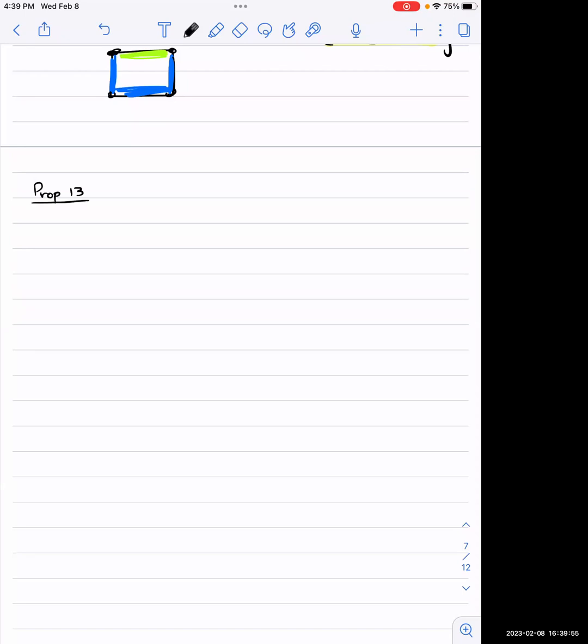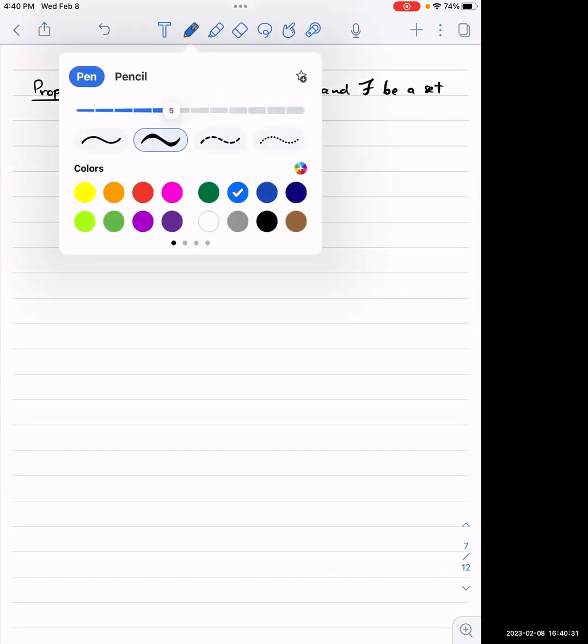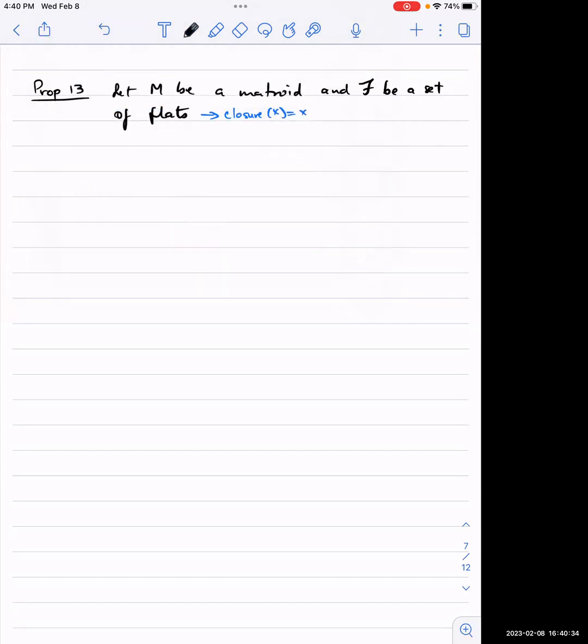Proposition 13. Let M be a matroid, ground set E, and let F be a set of flats. So what are flats? Flats are the closed sets, right? And those are all the sets where the closure of X is equal to X. That's what flats are in terms of the closure operator.